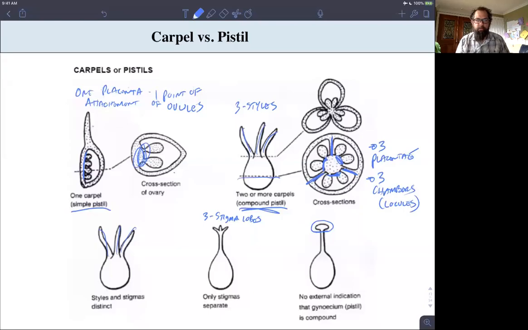Hey folks, I'm going to finish up our material on angiosperm reproduction today. I'm going to start with a quick review, looking back at this question about carpels versus pistils.